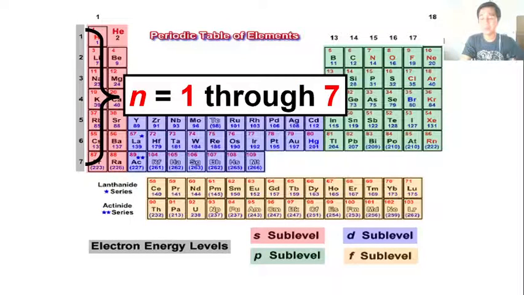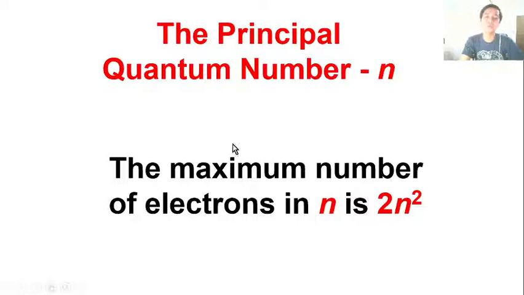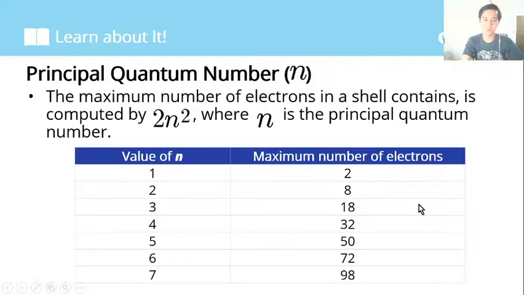Now, knowing the energy level helps us know where there is a probability that we can find an electron. But the question is, how many electrons can we find in each energy level or in each shell? To compute the maximum number of electrons in the principal quantum number, or in n, we use 2n squared. So for example, if the value of n is 1, then the maximum number of electrons is 2. Why?